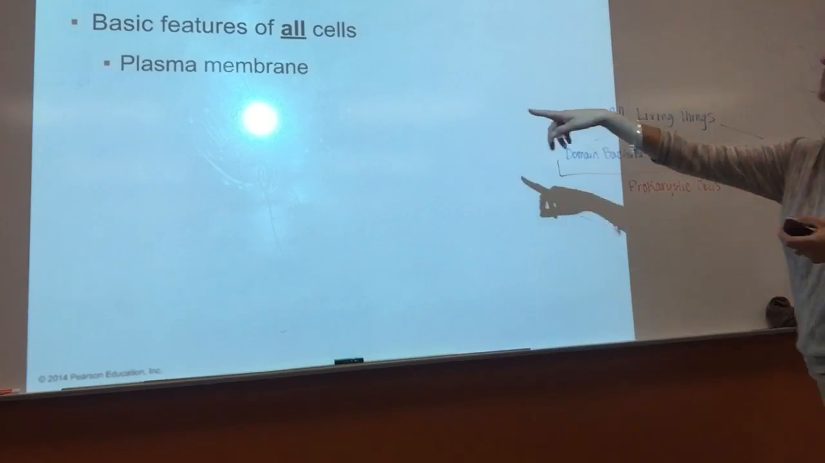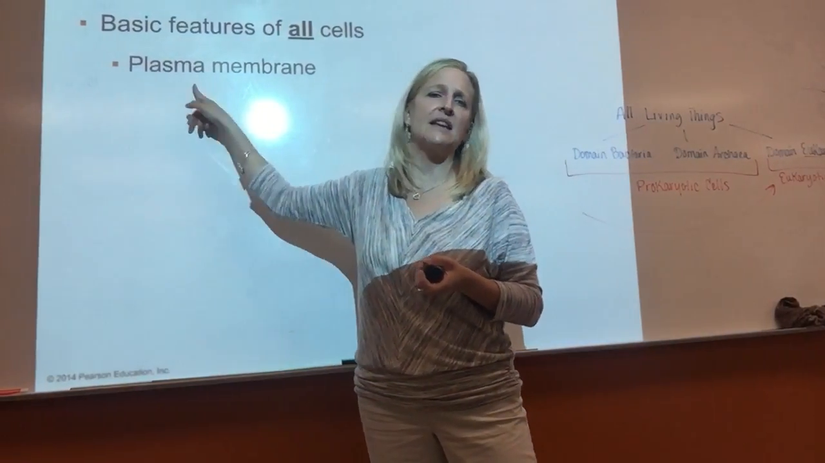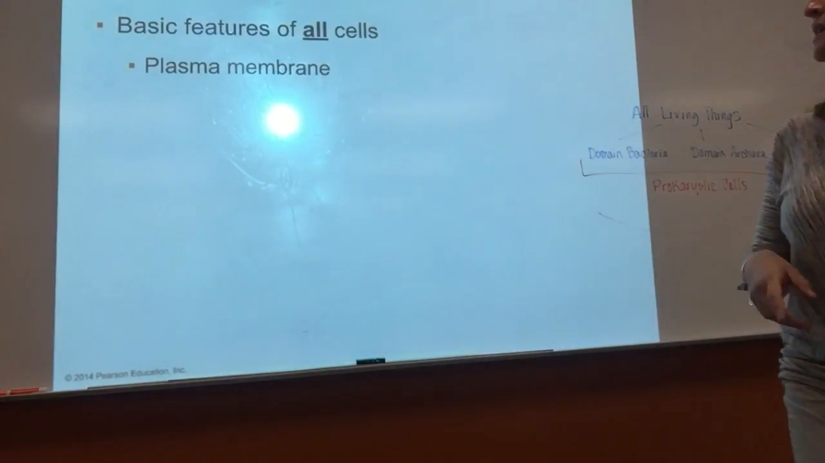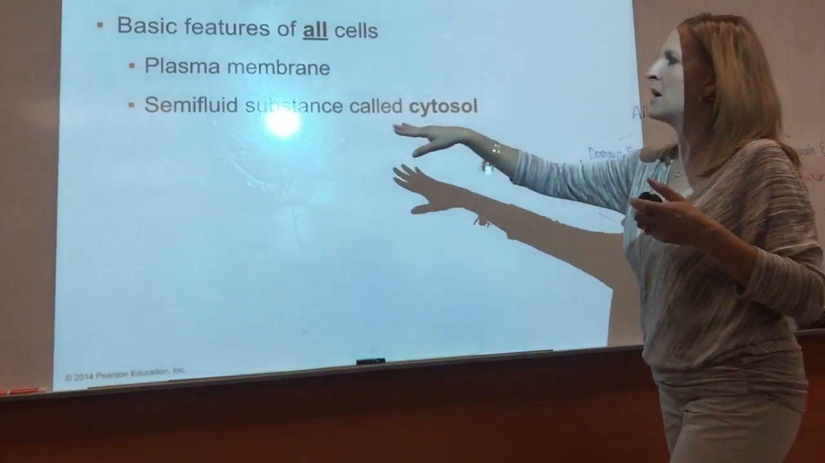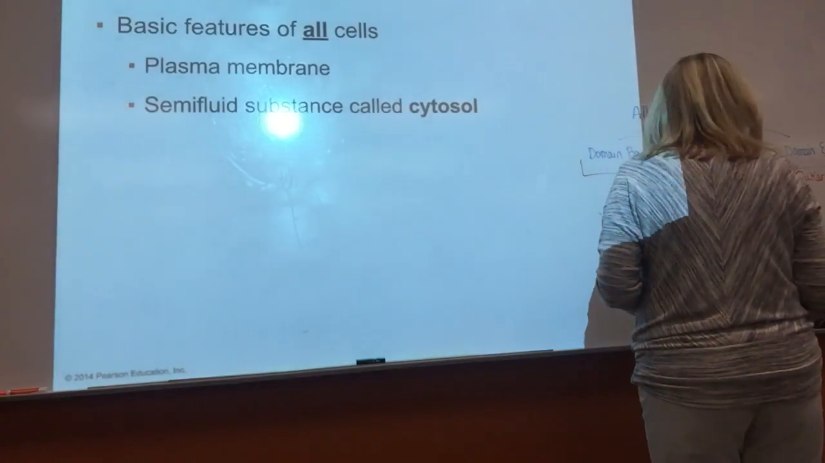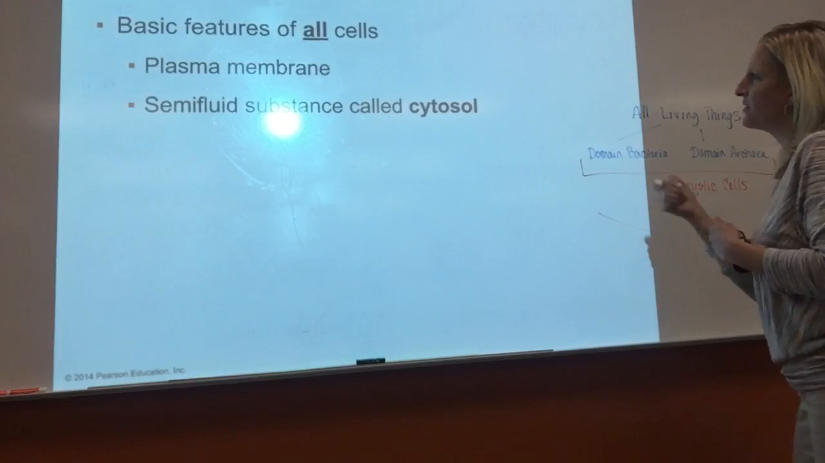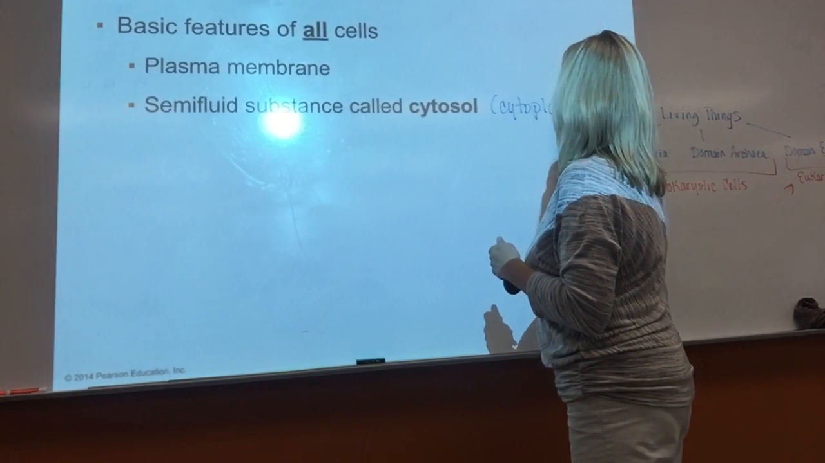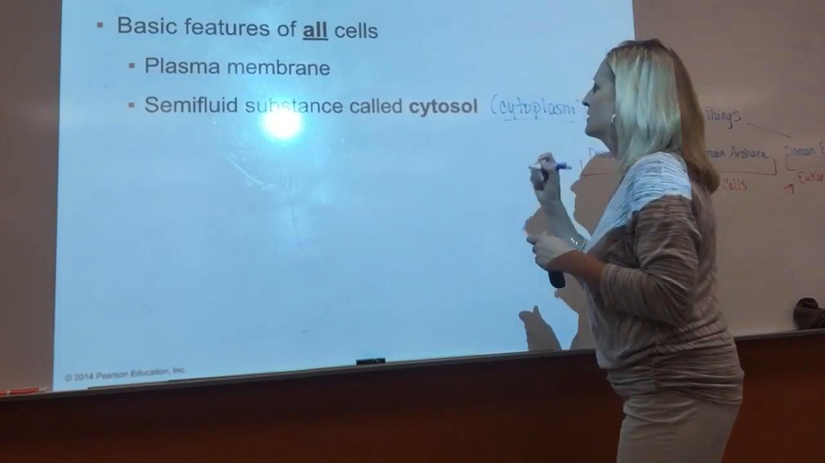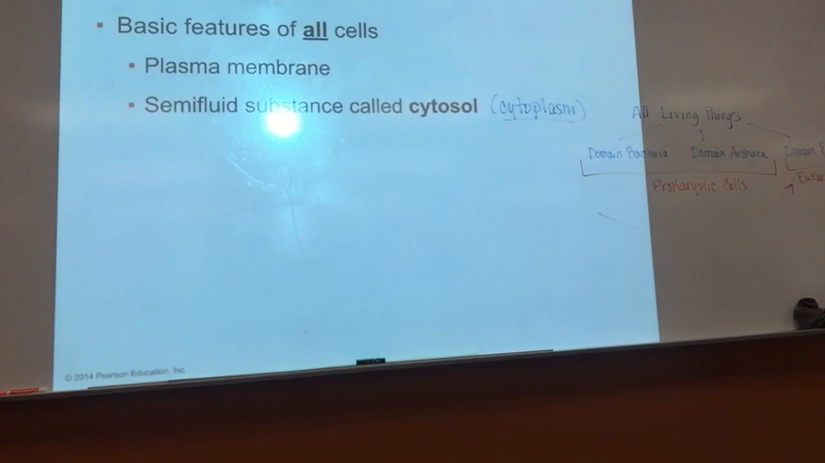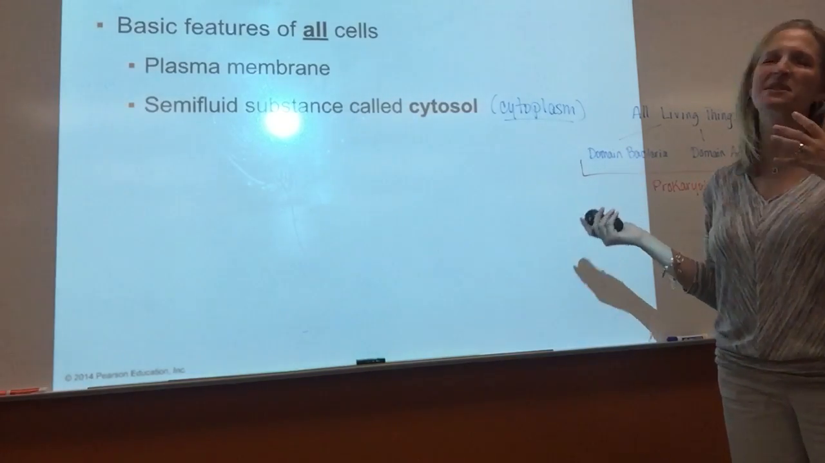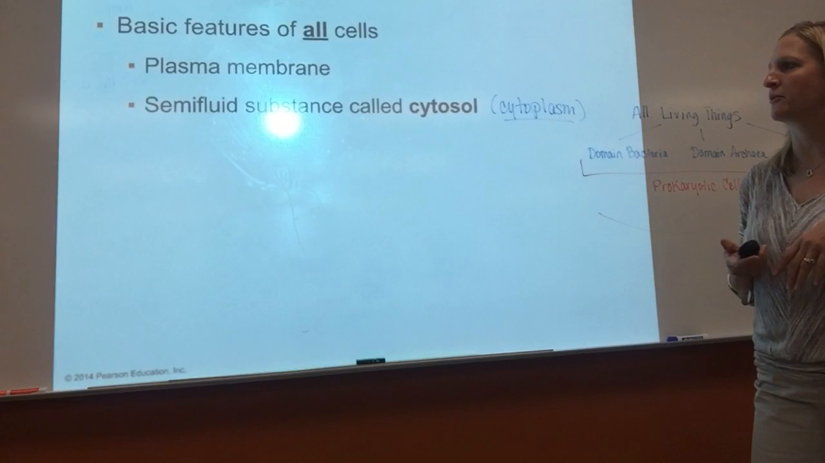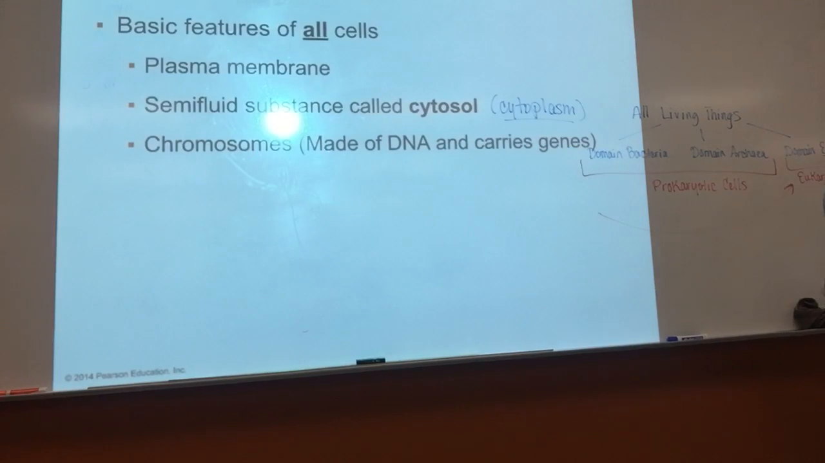All cells have a plasma membrane. That's another way to say cell membrane, plasma membrane. They have a semi-fluid substance called cytosol. Another way to say that for this class is cytoplasm. That's what you probably learned. Just think, for all intents and purposes, cytosol and cytoplasm, you can use them interchangeably. There's technically some differences, but for this class you don't need to know those.